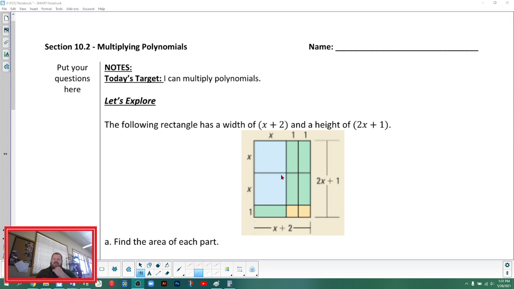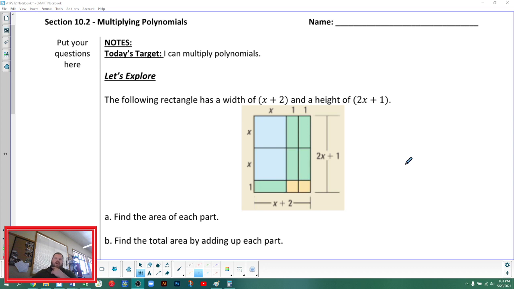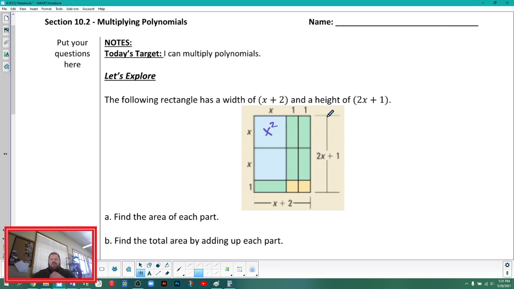So I want to find the area of each of these parts, each rectangle or square that I have. Area is length times width. So x times x is x squared. This is another blue one that has the same area. The green ones, x times 1 is x.